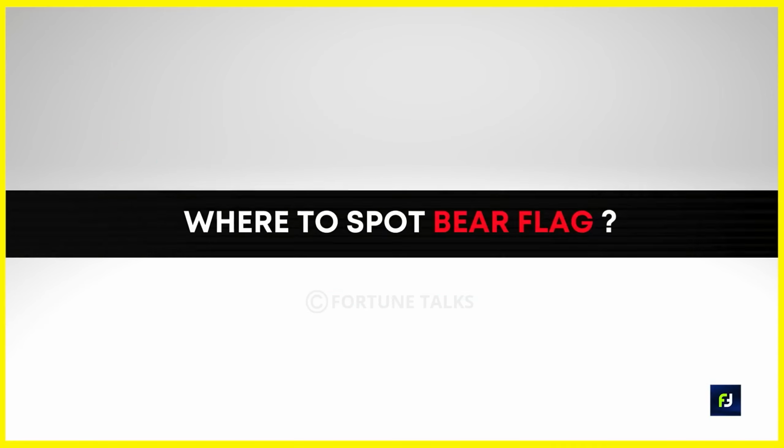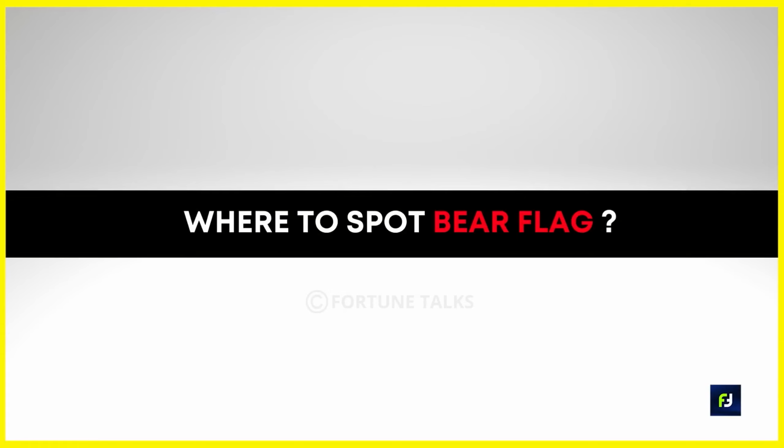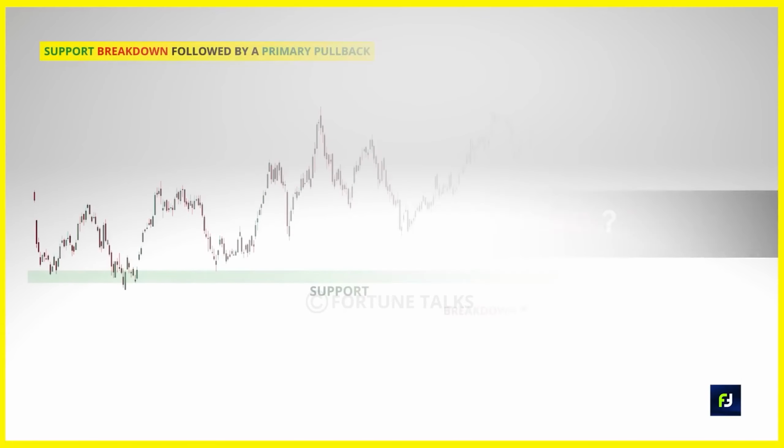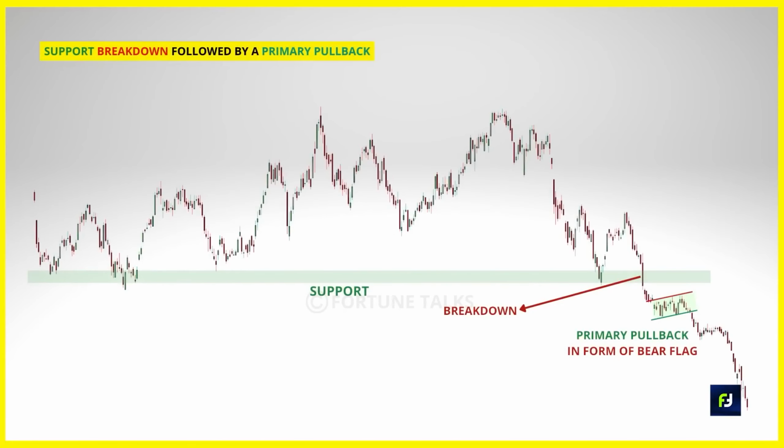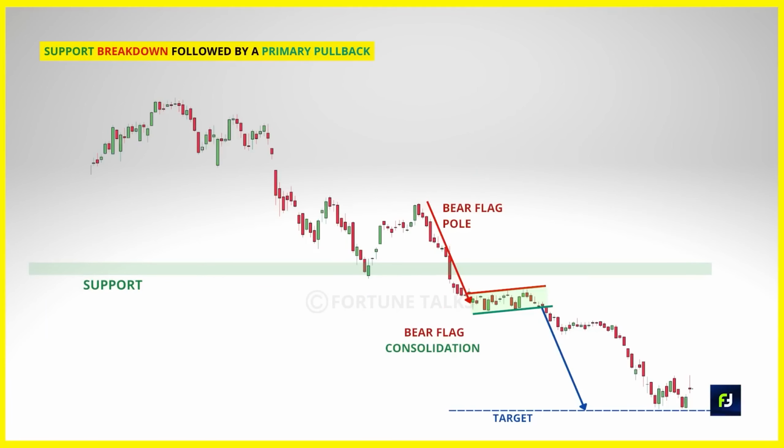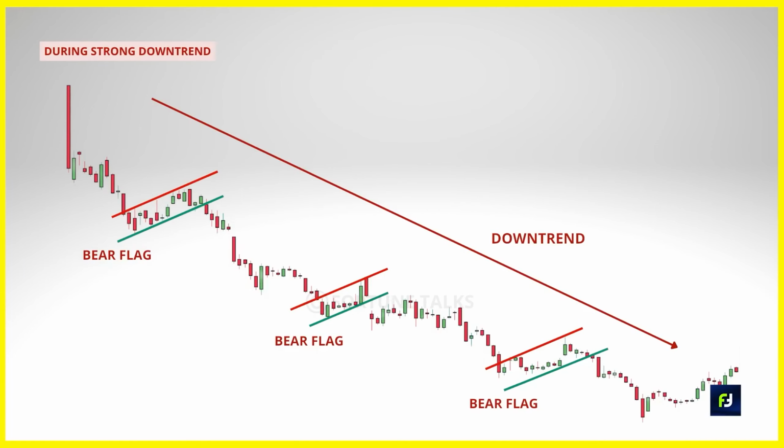Now the most important thing to figure out is where to find these flag patterns. You can find a bear flag during a support line breakdown, which is followed by a primary pullback. Now the breakout candles represent the flag, while the primary pullback forms the flag consolidation of the pattern. Now you can take a short entry as per the entry criteria of your choice when the price breaks below the flag consolidation. Now the most common place where you will encounter a bear flag is during a strong downtrend.